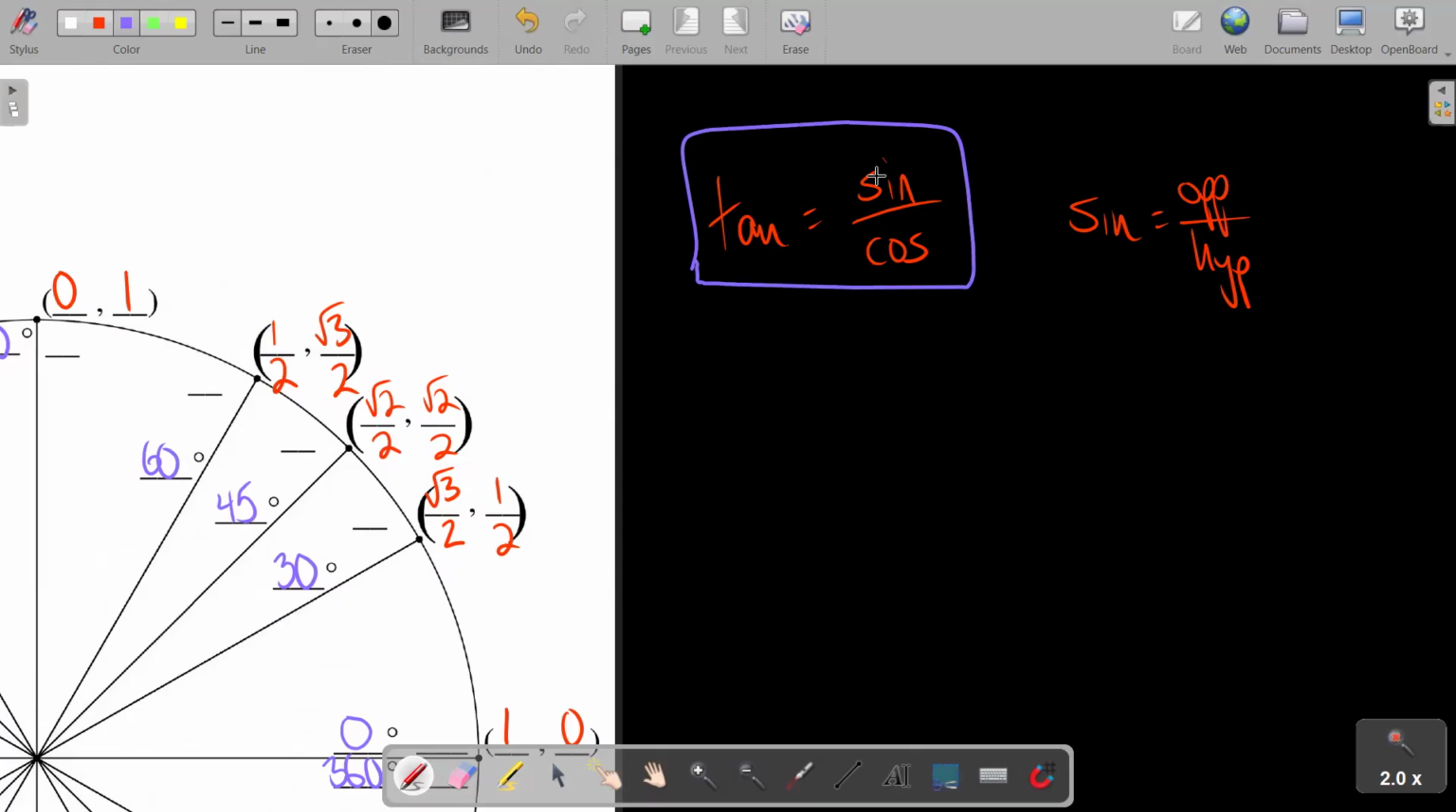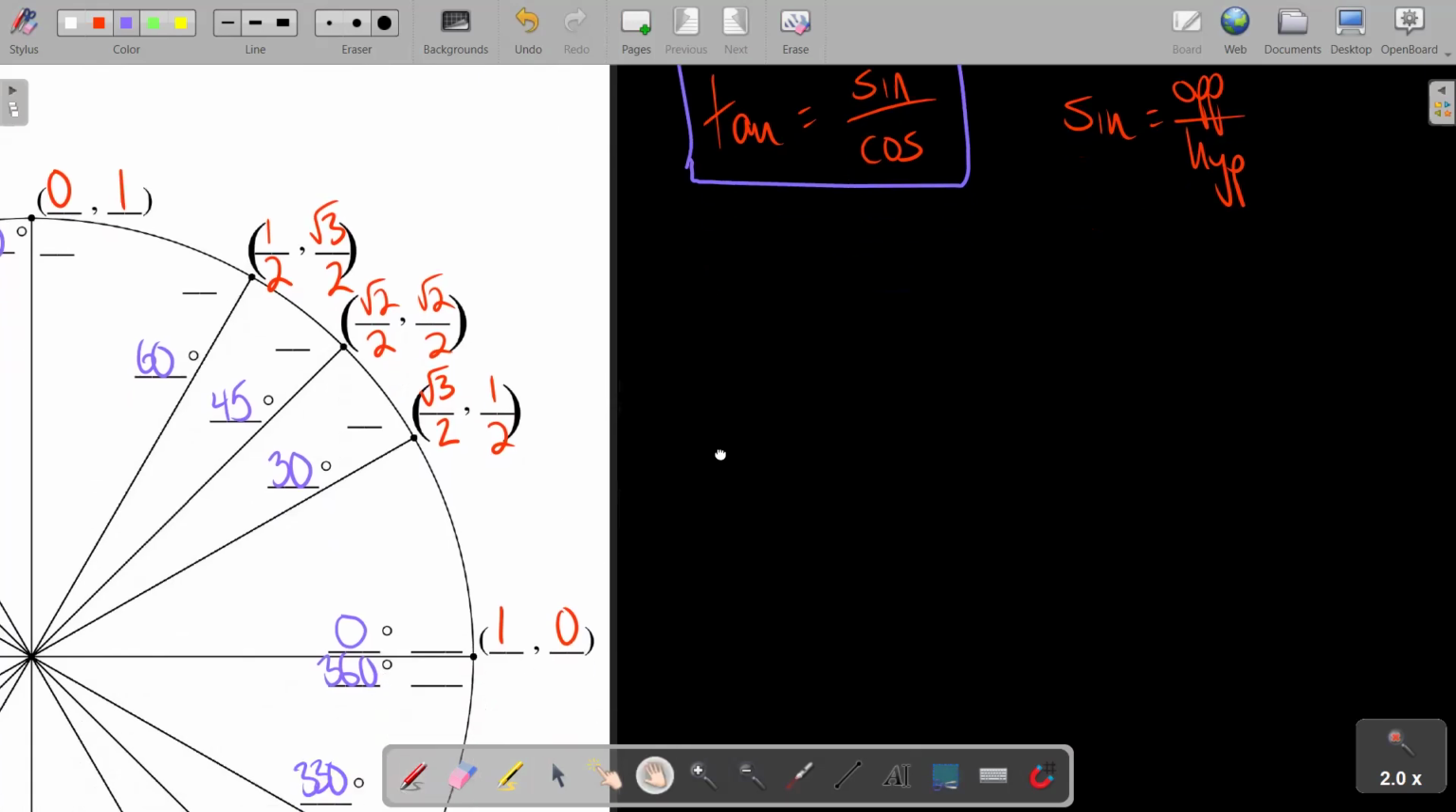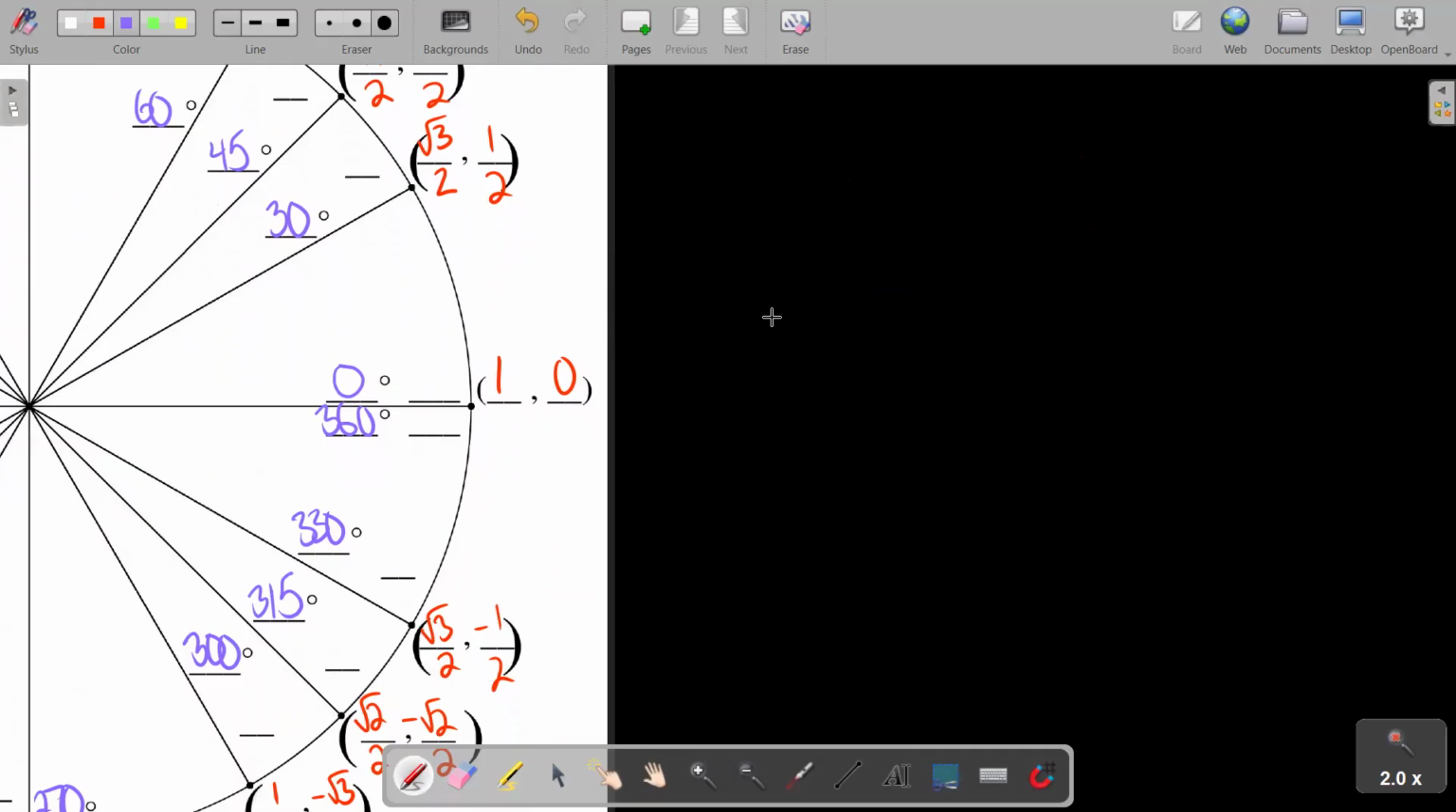So why do we care? Well, because we should be able to have memorized three things at each of the 16 unit circle locations. So let's get started at 0. If we want to know the tangent at 0 degrees, then we just do the sine at 0 degrees divided by the cosine at 0 degrees. What's the sine at 0? 0. What's the cosine? 1. What's 0 divided by 1? 0. So let's add to this and say that the tangent equals 0.